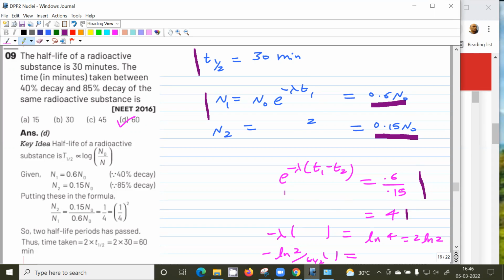To get rid of this e, I have to take log on both sides. So it will become ln 4, which is the same as 2 ln 2, because 4 is 2 squared. Lambda is 0.693, that is ln 2 by t half. So ln 2 will cancel on both sides. t half is given, so from this I can find the time difference. 2 times the t half, so 60 minutes.